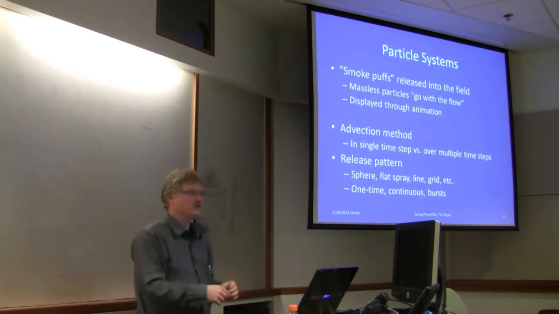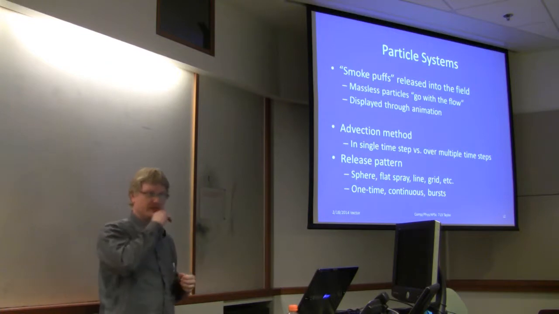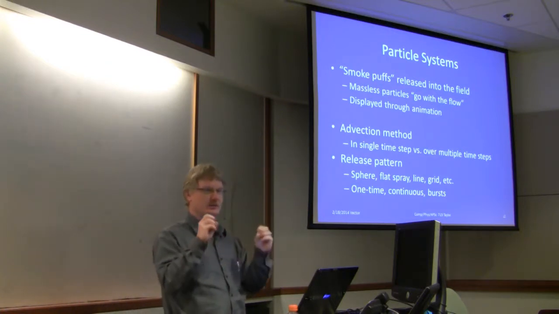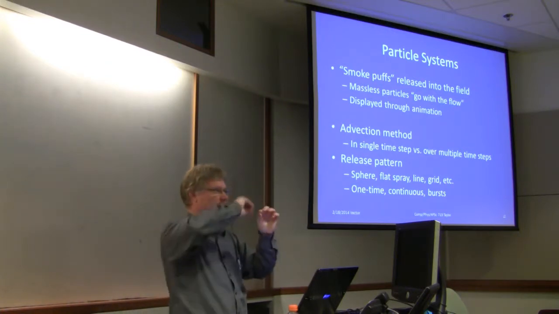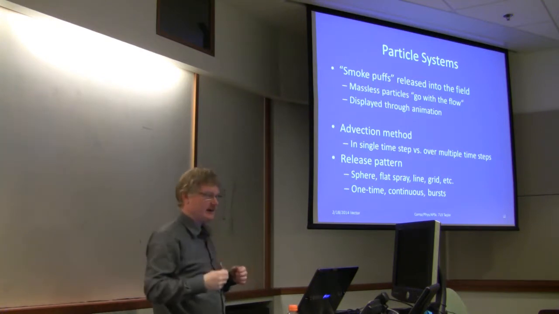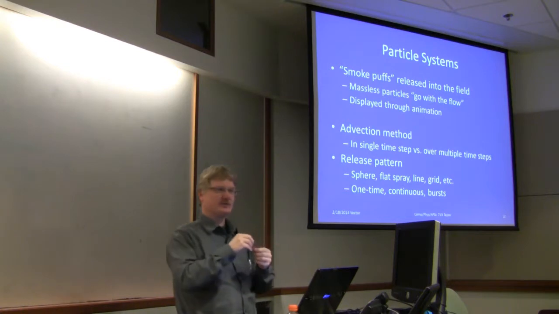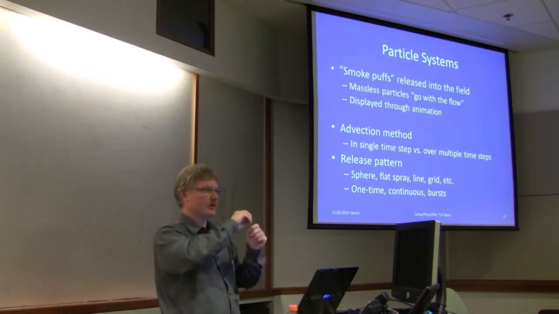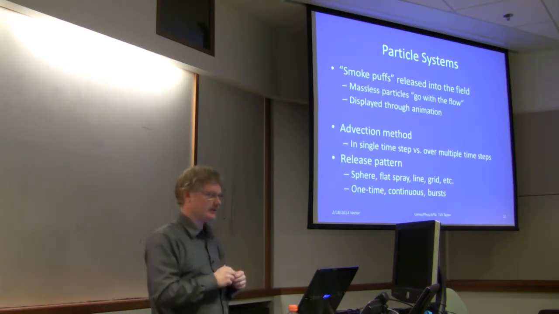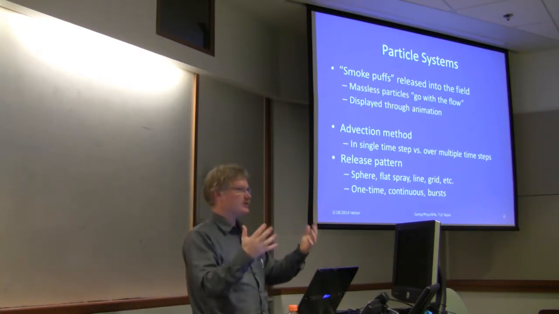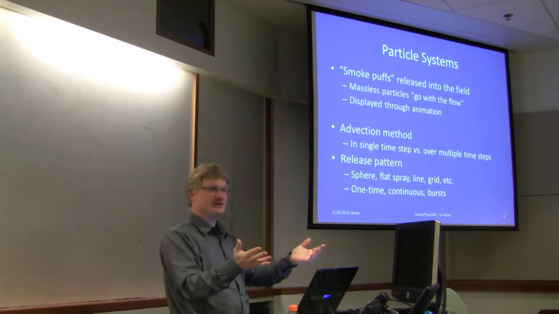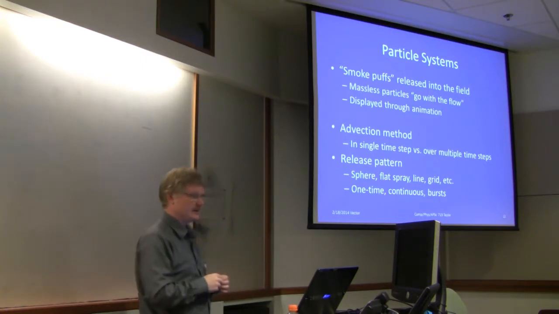All right, so particles are basically smoke puffs, and so in real wind tunnels they would release little puffs of smoke that would flow along and you could watch them move through the space. In simulations, they're basically massless particles, so they don't interact with the flow, they don't have inertia, they just kind of go along exactly with the vector field. And this is usually displayed through animation. If you have a particle system with one frame, it's a bunch of points in space. It doesn't tell you anything about which way things are flowing.